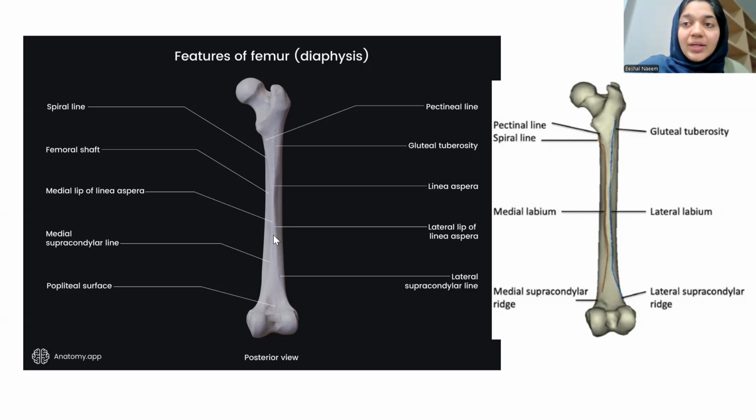And then going down the bone, they again diverge into the lateral and medial supracondylar lines, all the while enclosing the popliteal surface. Here you can see even more clearly. This is the gluteal tuberosity and the gluteal tuberosity line. This is the spiral line and pectineal line, which form the medial and lateral lips of the linea aspera. This is the medial labium and lateral labium, which converge to form the linea aspera. And then again, they diverge in the lower third of the posterior shaft of the femur to form the medial supracondylar ridge and the lateral supracondylar ridge.